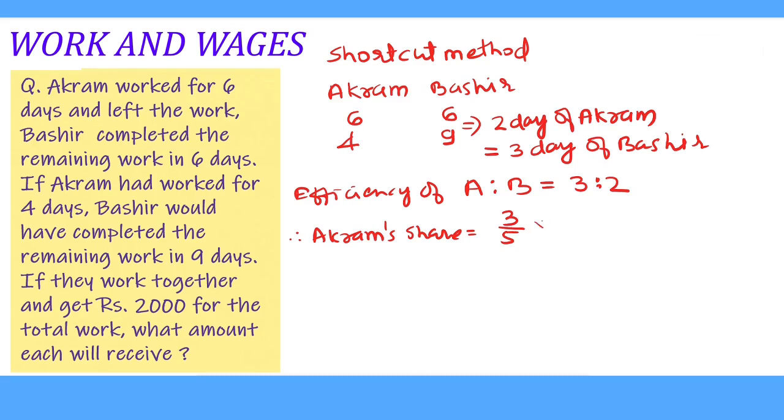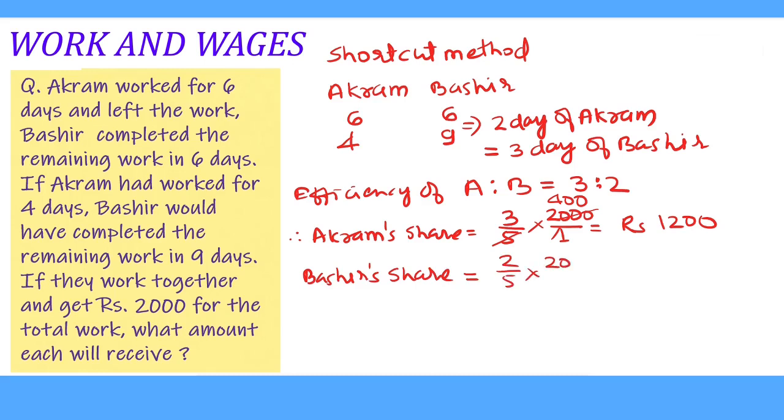And 3 upon 5 multiplied by 2000 upon 1. 5 divides 2000 for 400 times. And this is equal to 4 multiplied by 3 is 12, so this is rupees 1200. And Bashir's share equal to 2 upon 5 multiplied by 2000 upon 1. 5 cancels 2000 for 400 times. This gives 4 multiplied by 2, which is rupees 800. This is Bashir's share for doing the work if they work together.